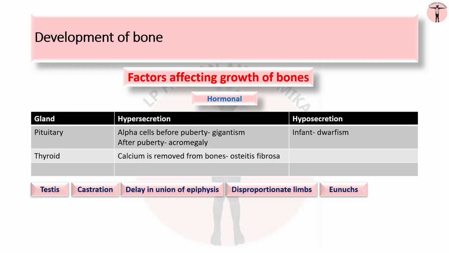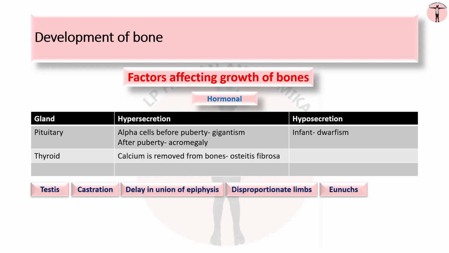Hormonal factors. Hypersecretion of alpha cells before puberty causes persistent growth at the epiphyseal cartilages with consequent gigantism. Hypersecretion after puberty causes renewed subperiosteal deposition of bone in various parts of the body, notably in the hands, feet, and skull. This is known as acromegaly, which is a reversion to the gorilla type. Hypopituitarism of infants causes failure of the normal growth of bones with consequent dwarfism.